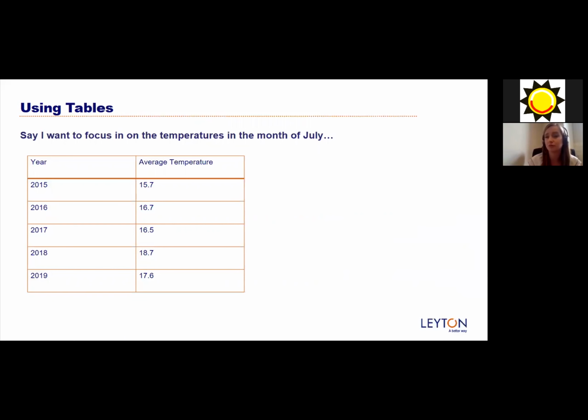And so it makes more sense for larger data sets to use a graph or a chart. So here I've just added into my table the years and the average temperatures. But I don't think that looks very good, does it? So I think I can make it a bit better.